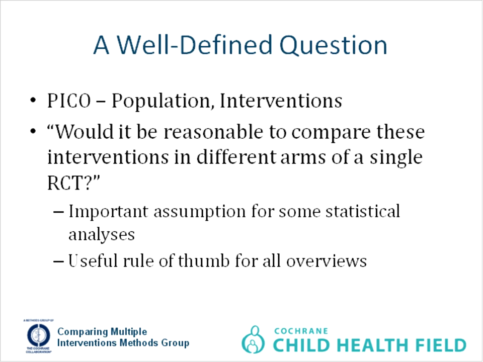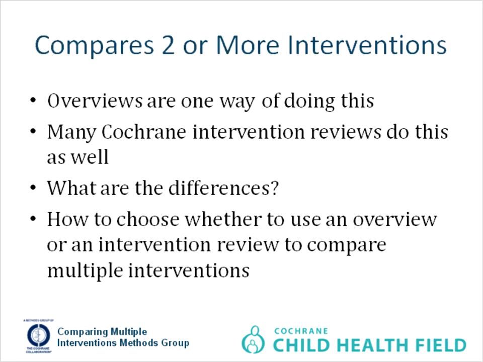One of the questions that's worth asking at this point is, would it be reasonable to compare these interventions in different arms of a single randomized trial? And it turns out that's an important assumption for some of the statistical analyses that can be done with overviews. But in fact, it's a good rule of thumb to use in looking at the interventions for an overview, even if you're not planning on doing complex statistical analyses.